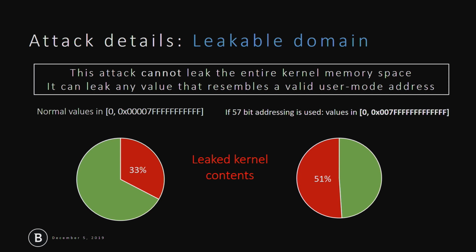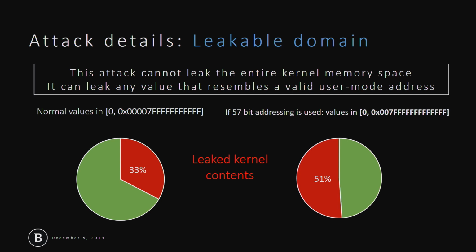And there is also the issue of the leakable domain, because since we use the values as addresses, and since the 64-bit architecture is very restrictive in regard to addresses, the value has to be canonical. So it has to resemble a valid user mode address. So the upper 16 bits all have to be all zeros or ones.